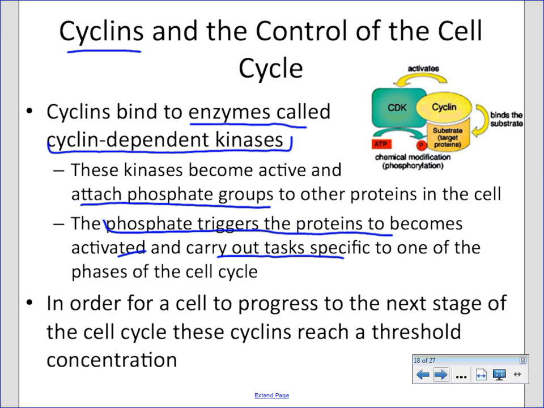So in order for a cell to progress to the next stage of the cell cycle, these cyclins have to reach a threshold concentration, meaning there needs to be a certain amount of these cyclins present within the cell.